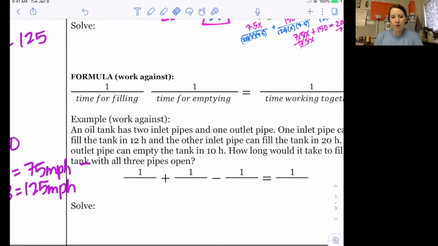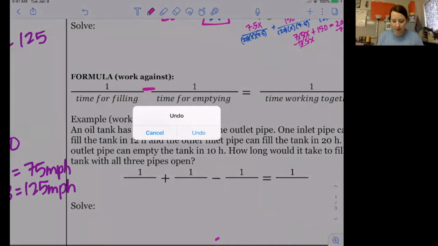So just like when we had people working together to do something faster, we can have things working against each other that actually make things take longer. Okay, so when we are working against one another, we have a similar formula, except we are going to be subtracting our two fractions instead of adding them. So we take the time for something to happen, and then we subtract the force that's working against it, and that's going to give us our time working together or against, as it were.